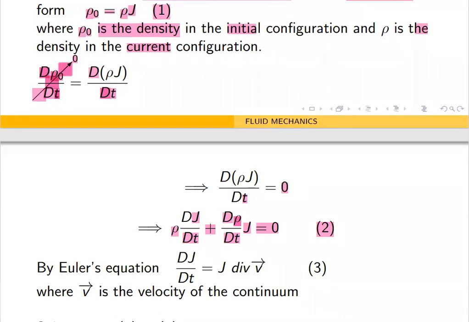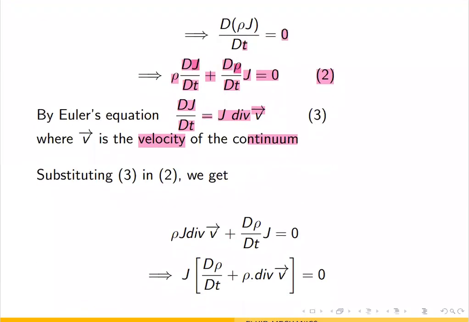Now, we'll make use of Euler's equation. Euler's equation is dJ by dt equal to J divergence v, where v is the velocity of the continuum. Let us call it 3. Substituting 3 in 2, in the place of dJ by dt we put J divergence v. So rho as it is, times J divergence v, plus the remaining as it is, d rho by dt times J, equal to 0.